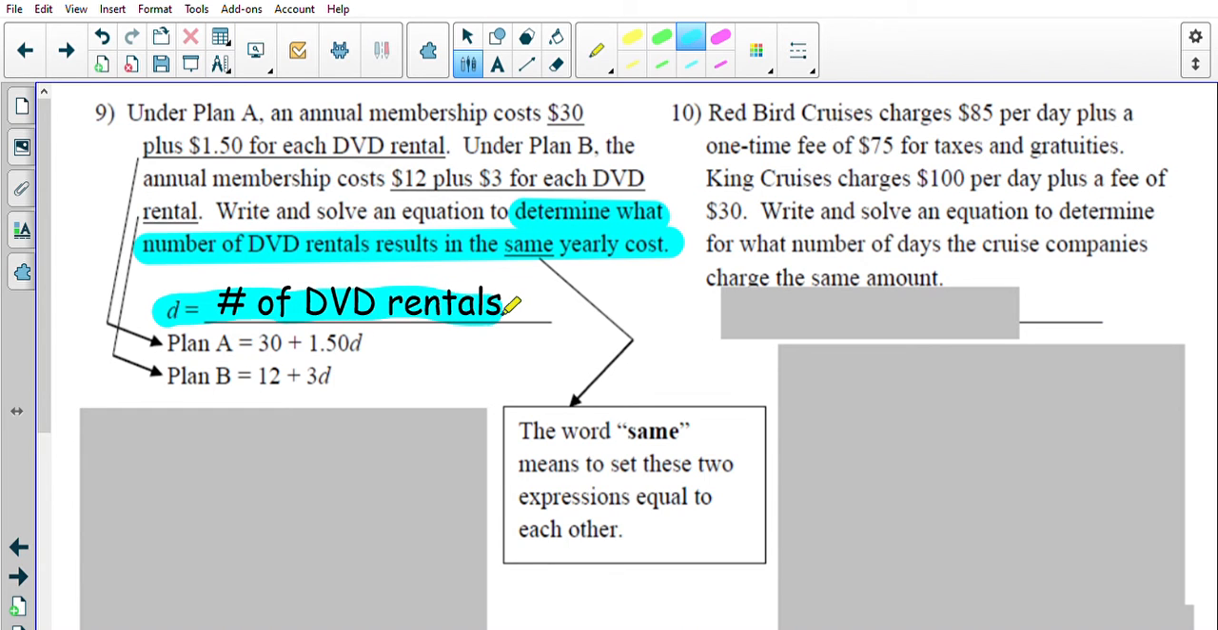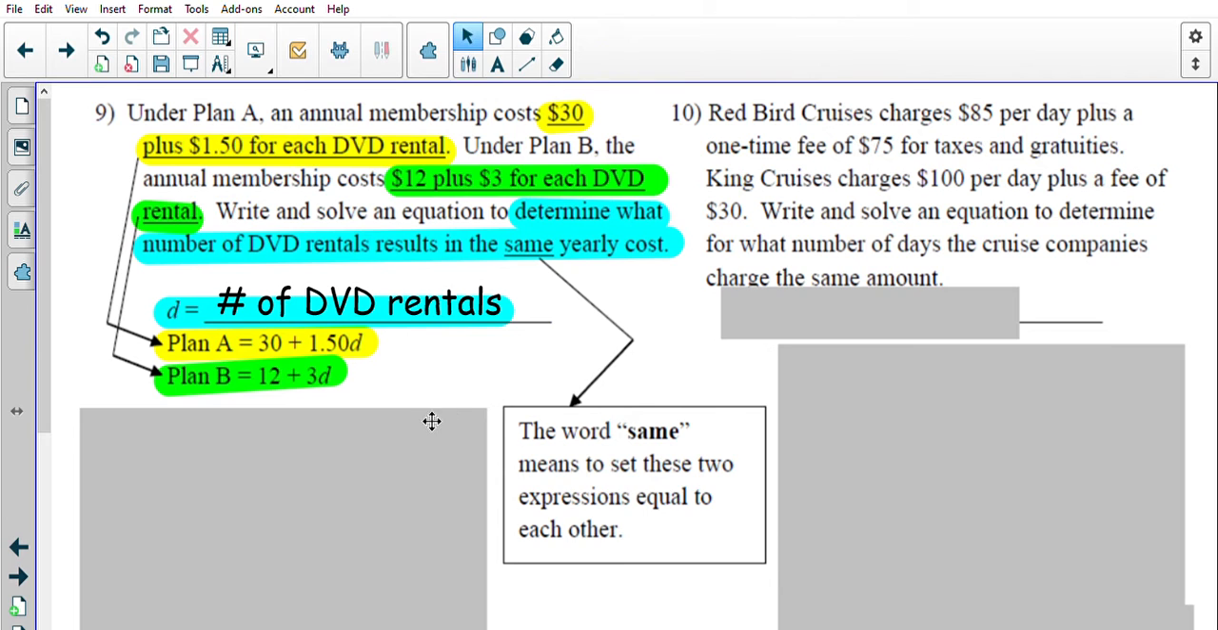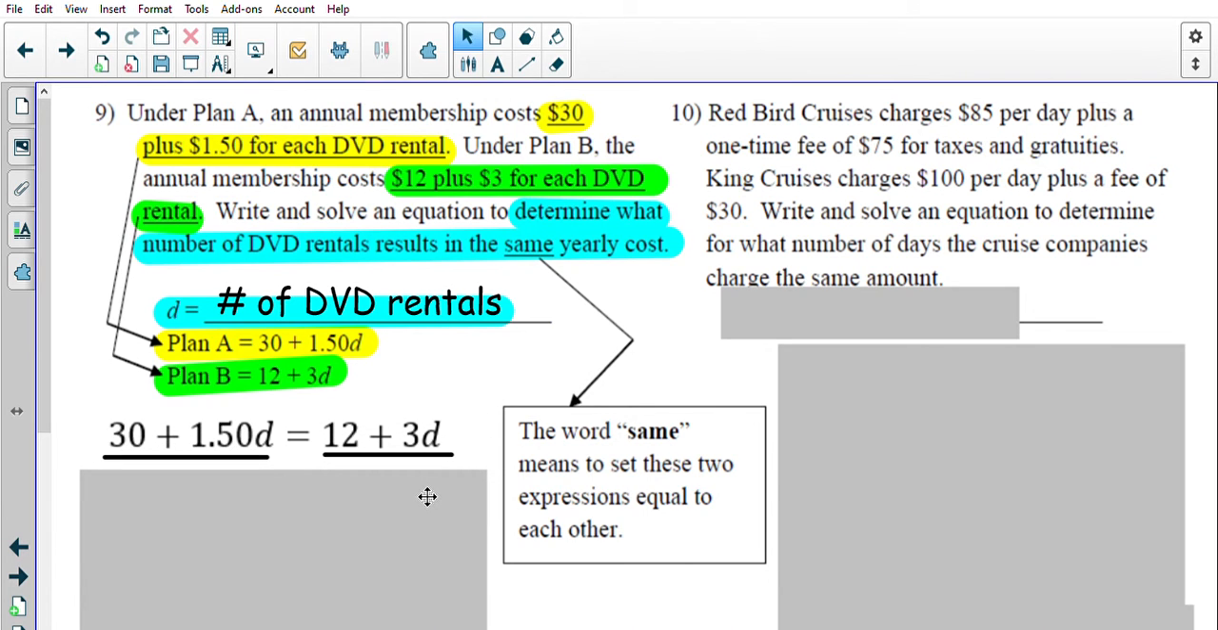Now we have two different plans here. This is going to happen in our next handful of questions. We have Plan A. Plan A is $30 and $1.50 per DVD rental. So that's $30 for the base cost plus $1.50 D. The D goes with the $1.50 because it's $1.50 for each DVD rental, and D represents the number of DVD rentals. Plan B, it's $12 plus $3 for each DVD rental. We can represent that as 12 plus 3D. And again, if we want the cost to be the same, we set them equal to each other. So we'll write 30 plus $1.50 D equals 12 plus 3D.